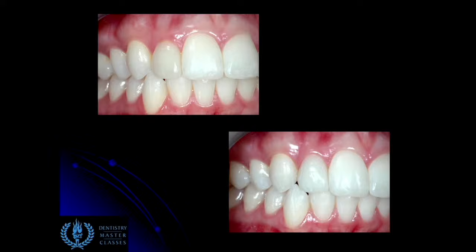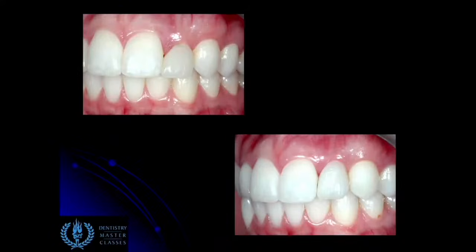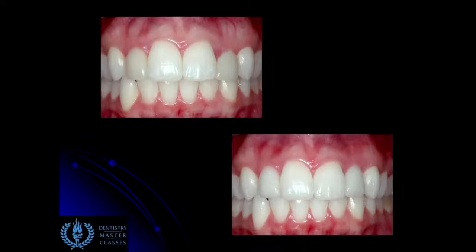So this is before and after. I replaced the lateral incisor veneers, and then I've replaced this veneer with this veneer at the proper gingival line. So this is before and after. You can see the gingival line is right.